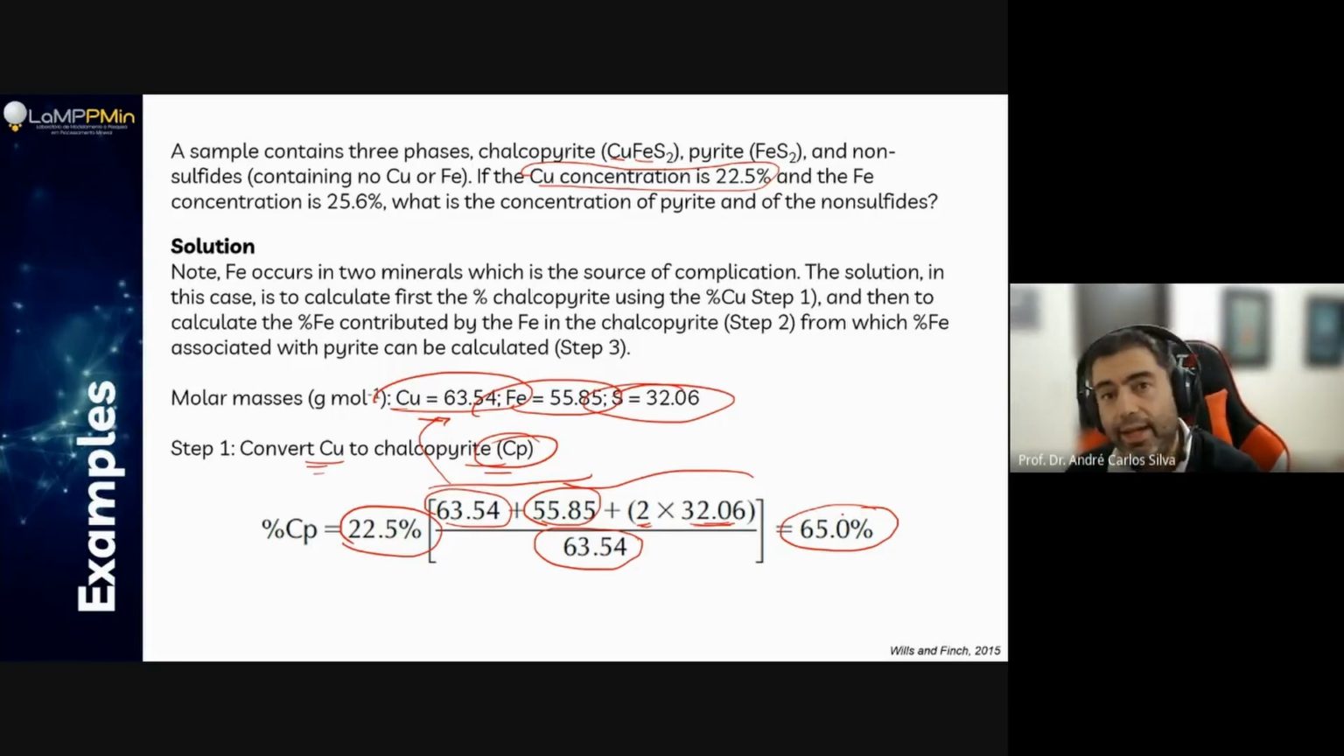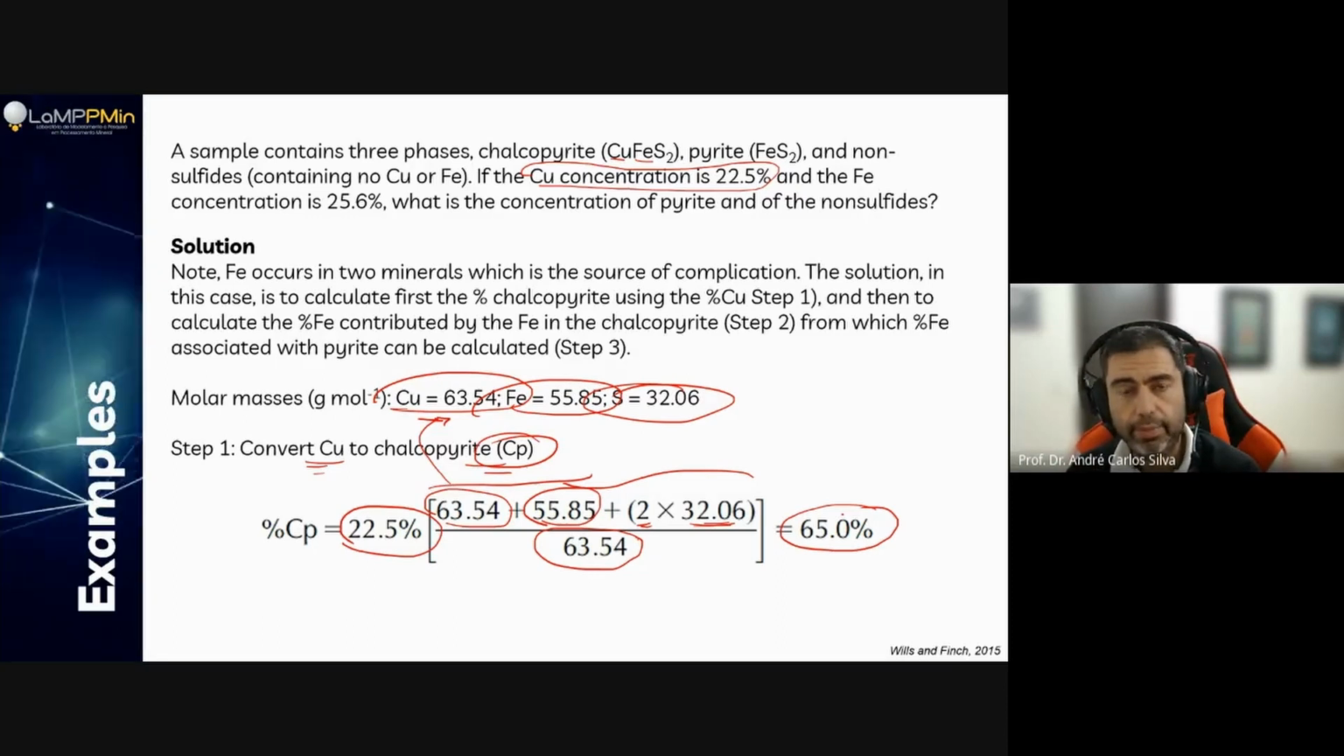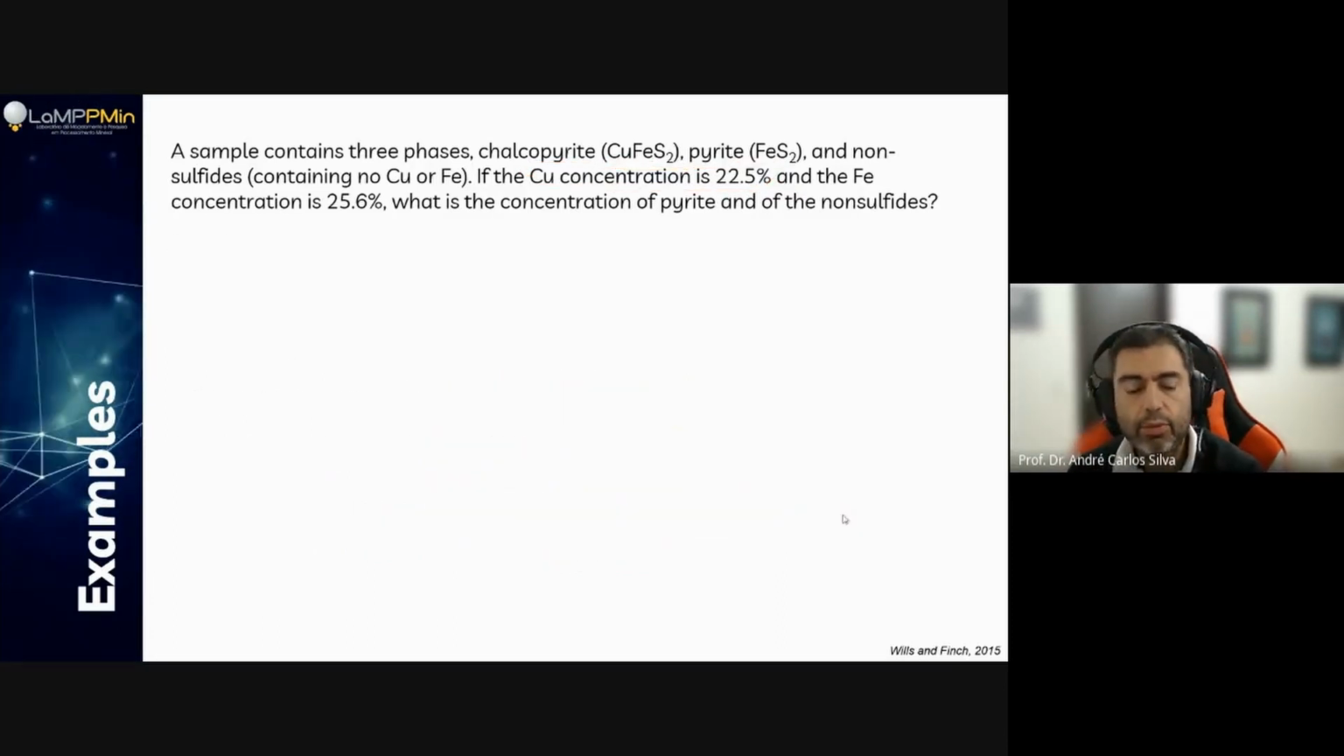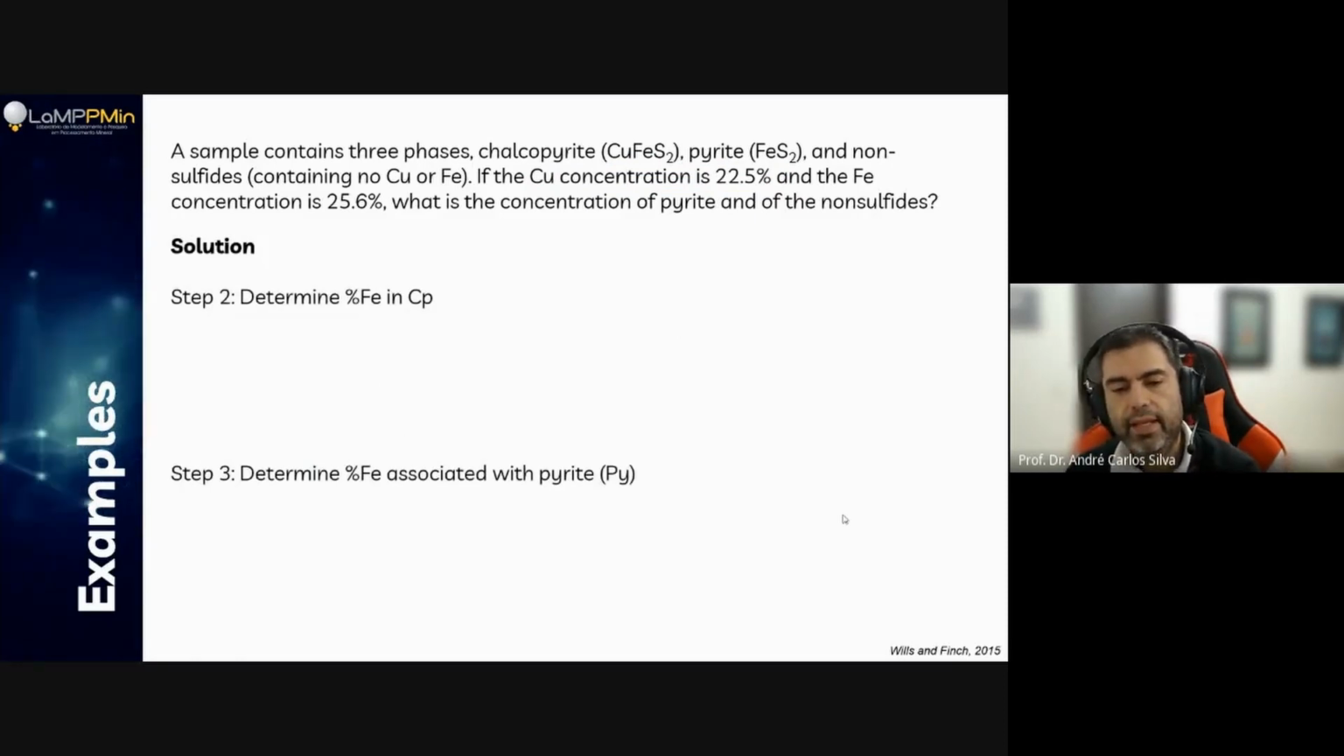So now from my 100% mineral phases, I have already narrowed this down to 65% that I know for sure what I have, and that's chalcopyrite. So let's move to step 2, and then we finalize with step 3. Step 2 would be iron in chalcopyrite.